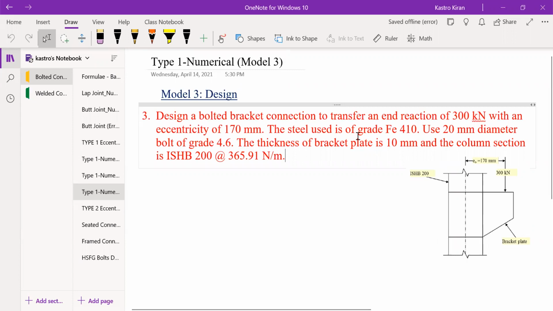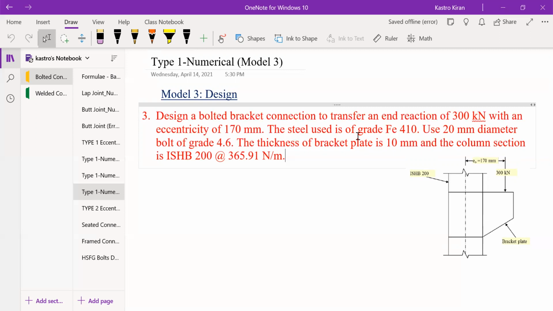In today's class, we are going to talk about how to design a type 1 bracket connection. So that's what we are going to check in today's class. The question is: design a bracket connection to transfer an end reaction of 300 kilonewtons with an eccentricity of 170 mm. The steel used is of grade Fe410, using M20 bolts of grade 4.6. The thickness of the bracket plate is 10 mm and the column section is ISHP 200.